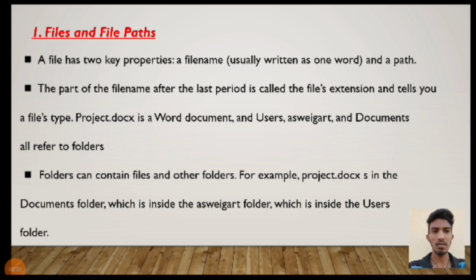A file has two key properties: a file name, usually written as one word, and a path. The part of the file name after the last period is called the file extension and tells you a file's type.